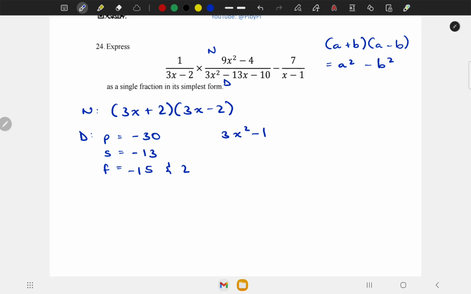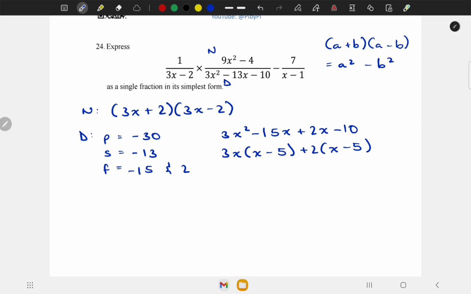So I'll be having 3x squared minus 15x plus 2x minus 10. Then I factorize in parts. I look at the first two terms, find out what's common. 3x is common. I'll be left with x minus 5. I look at my second two terms, what's common. 2 is common. Again, I'll be left with x minus 5.